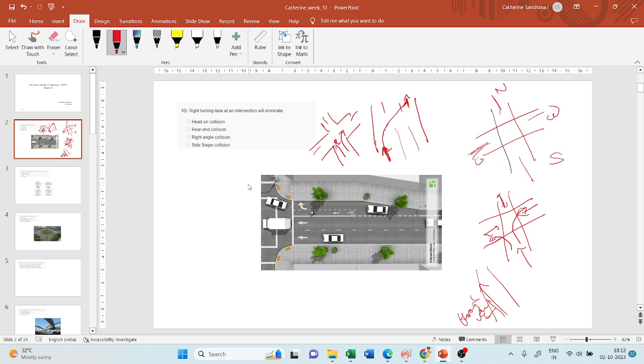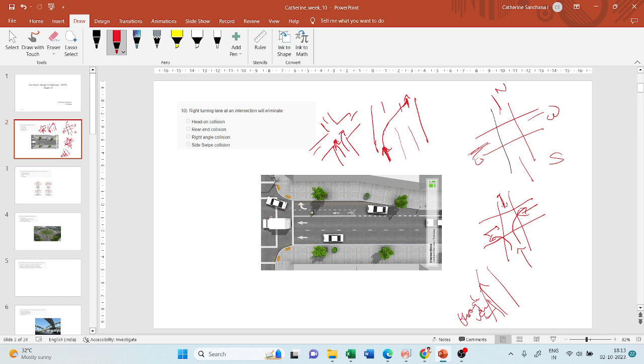You will be given green for this leg while all the other legs have red. In such a case there is no need to provide an exclusive right turning lane. Mostly we won't provide a right turning lane for such cases, because when the green signal is given, both the straight and the right turning vehicles can move without any reason for collisions.